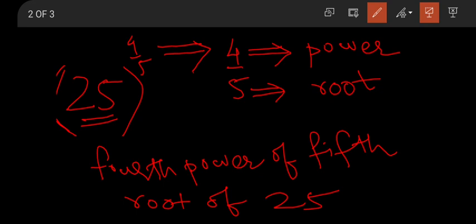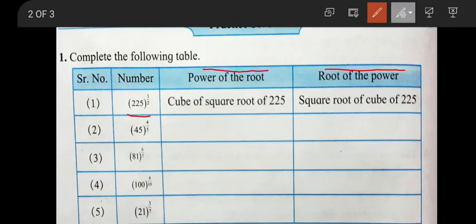Okay, so if I want to read the power first, I'll read 4th power of 5th root of 25. And if I want to read the root first, what will I read? I will read it as 5th root of 4th power of 25. Okay, so let's start with this. Just have a look at the first question solved.